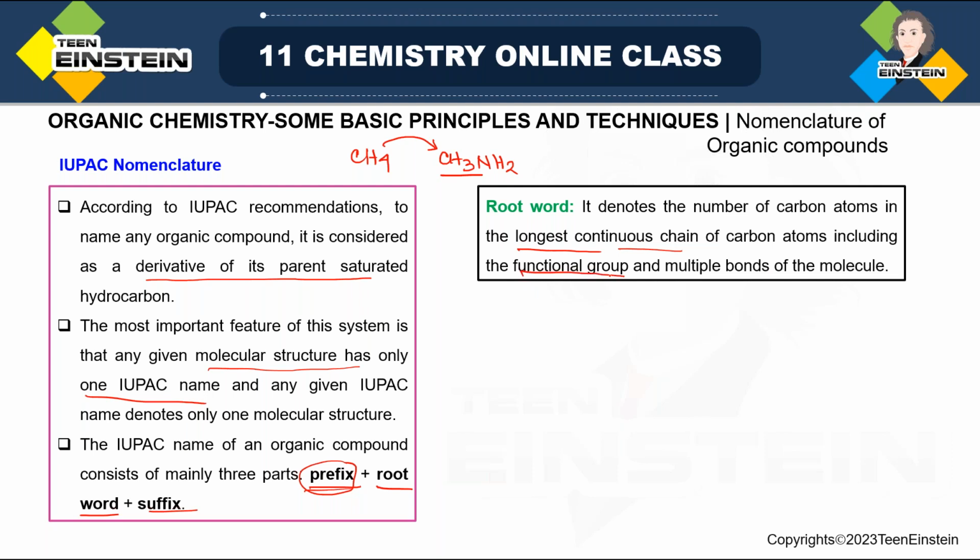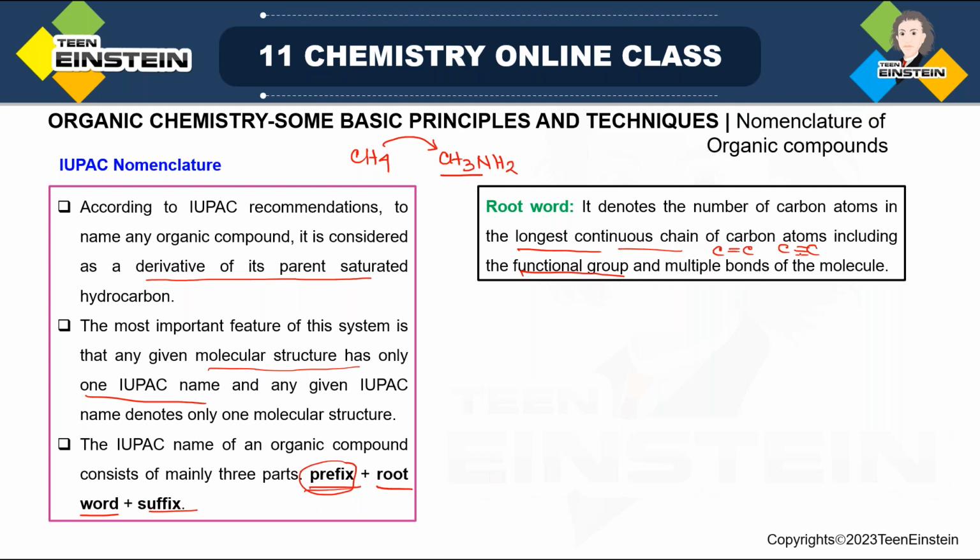Suppose the functional group is not present, that is fine. But if it is present, the longest continuous chain that you are choosing must contain the functional group. And sometimes there may not be a functional group. Suppose we have some C-C multiple bond, triple bond or double bond. Then that bond should also be present in the longest continuous chain.